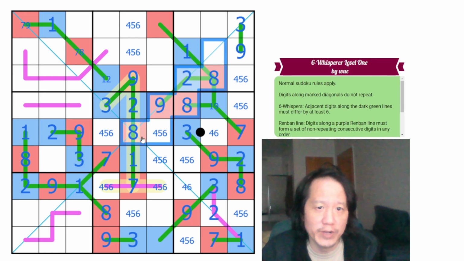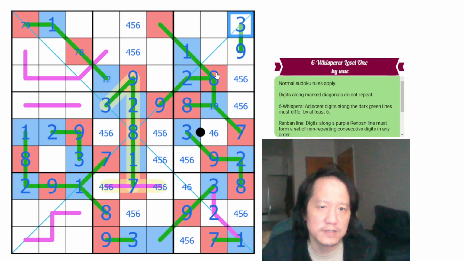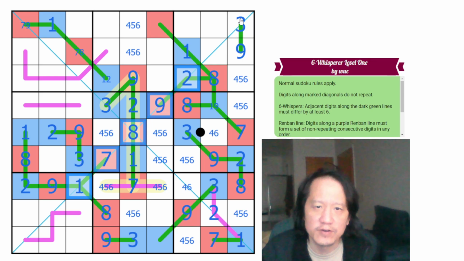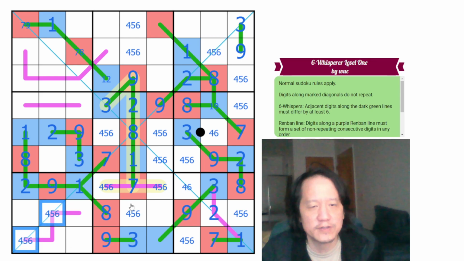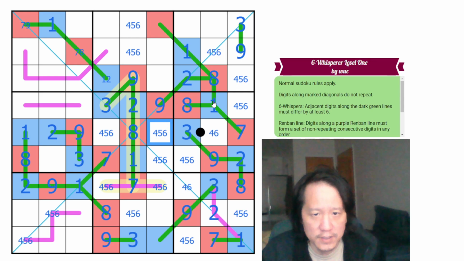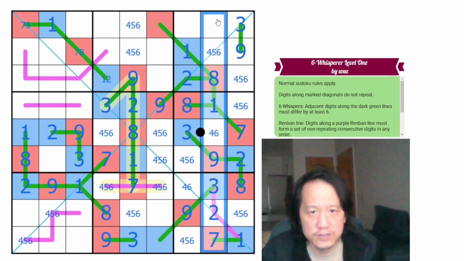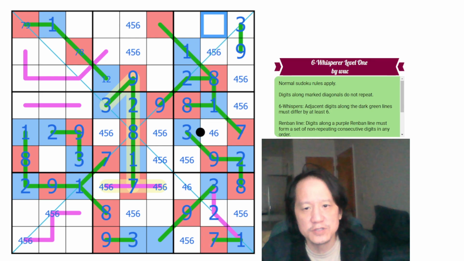The rest of the remaining cells in this diagonal must be 4, 5, and 6. Actually, we miscounted earlier. I counted 5 here, and there was actually 6. So this is 4, 5, or 6, and these are 4, 5, and 6. This can't be 9, obviously, so this is 1. We have now 6 digits already filled out in column 8. So this has to be 4, 5, or 6. What's the last remaining digit here? This has to be a 7.